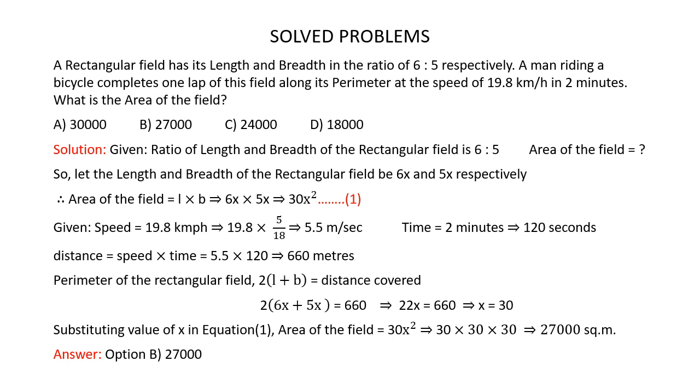Now from equation 1, we know that area of the field is equal to 30x squared. Now we know the value of x as 30. So substituting the value of x here, we get area of the field is equal to 30 multiplied by 30 squared, which is nothing but 27,000 square meters. So area of the rectangular field is 27,000 square meters. The correct answer is option B, 27,000.